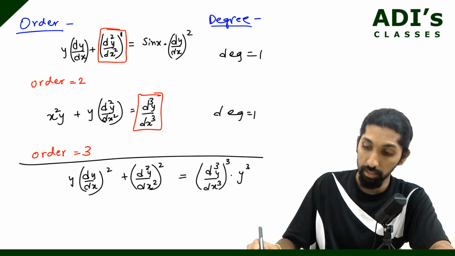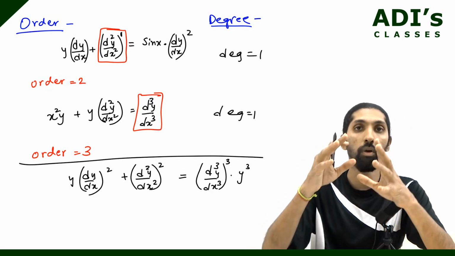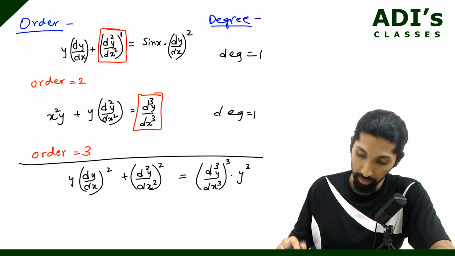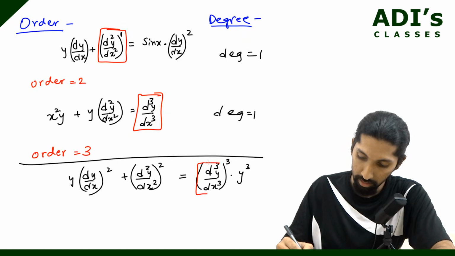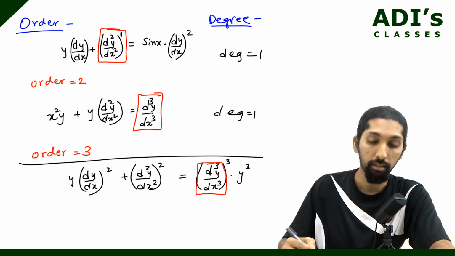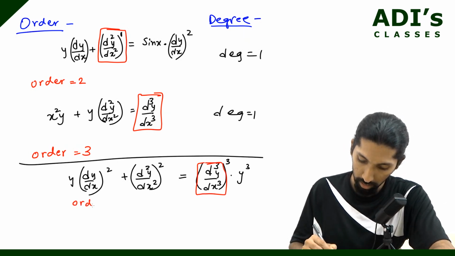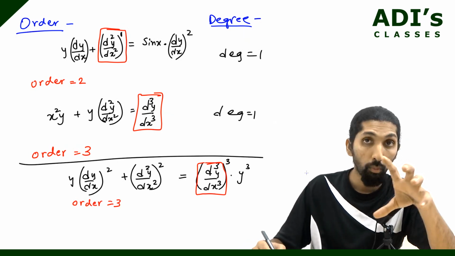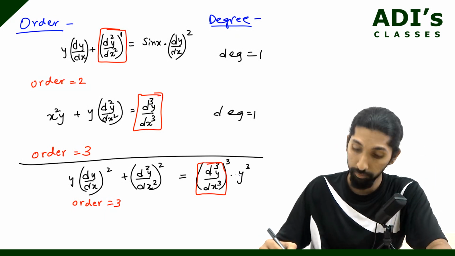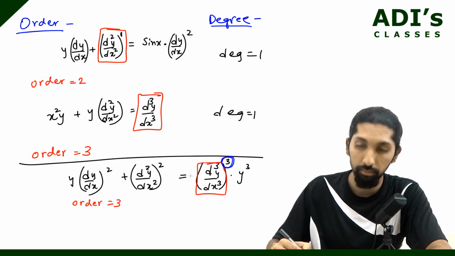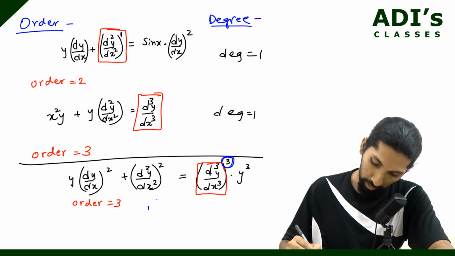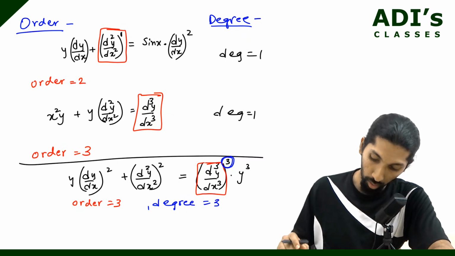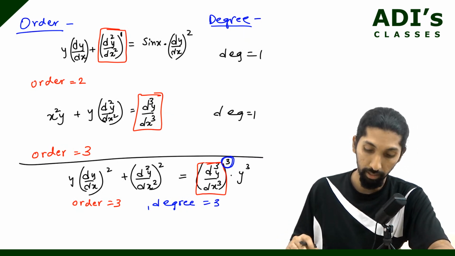Now in this, first let's try to find the order. Order is whichever has the highest derivative part. That means here the derivative is nothing but this, isn't it? So order becomes 3. What is the power of that particular derivative? The power of the particular derivative is 3. So degree is also 3.